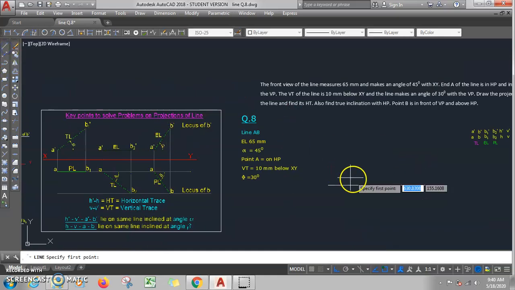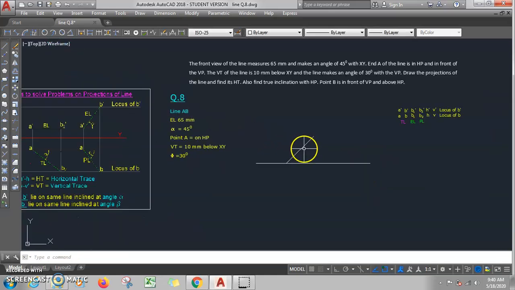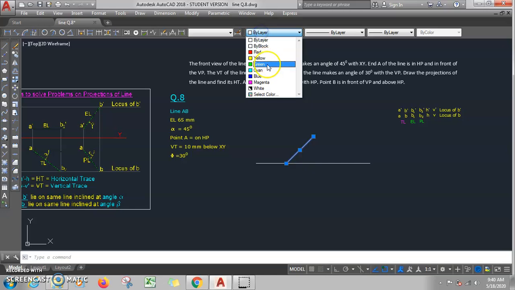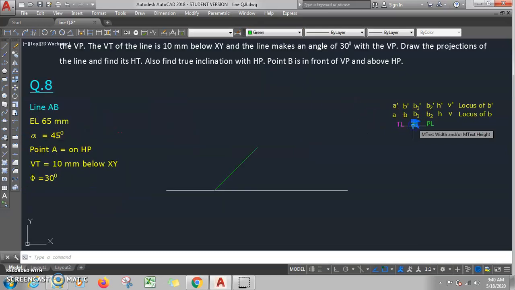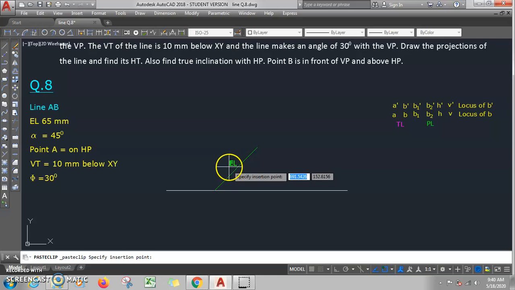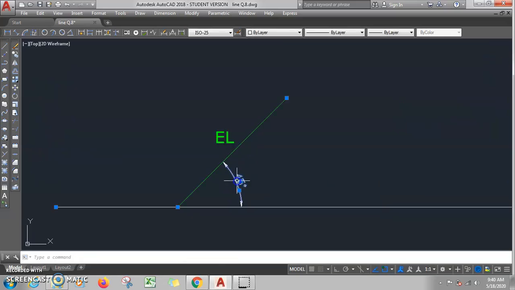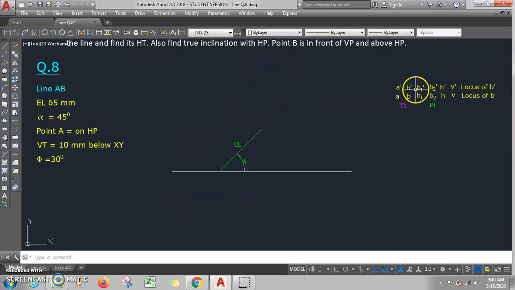So what we will do? I will take a line, shift at the rate. Length of EL is 65. Shift less than. What is the angle? 45, 45, Enter. So you can see this length is what? This length is EL, and the angle here is alpha. It is a good habit to put notation when you are drawing that entity.